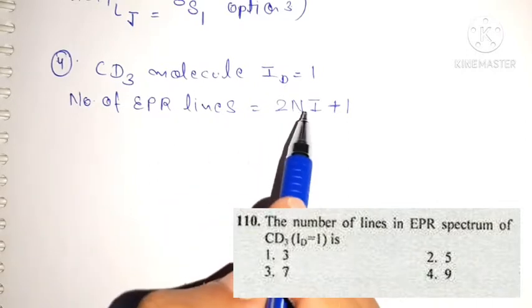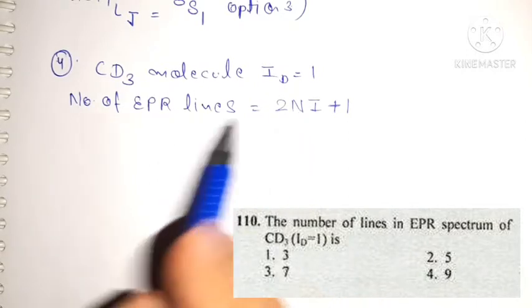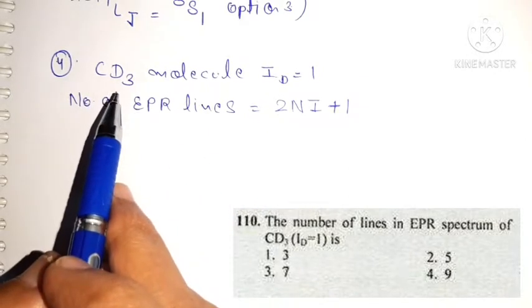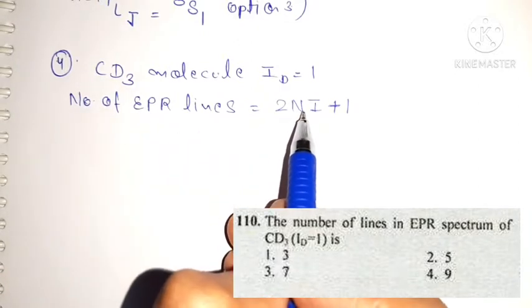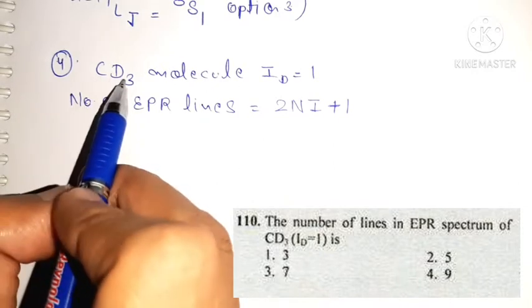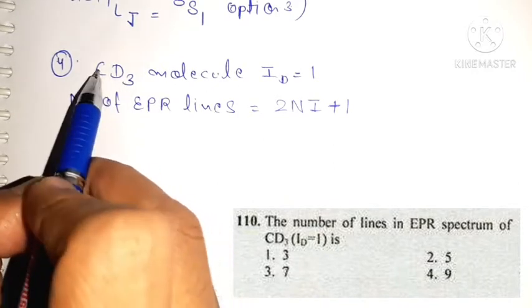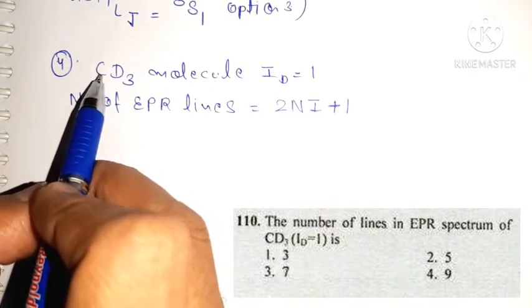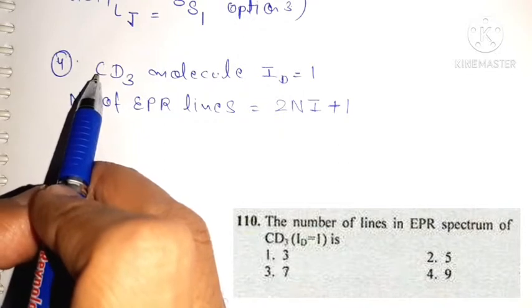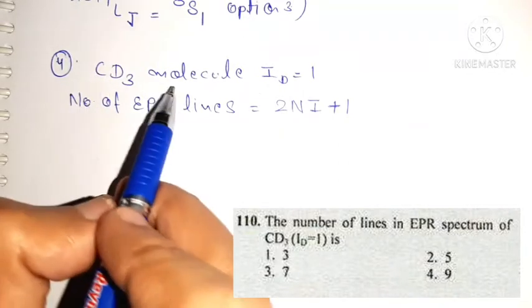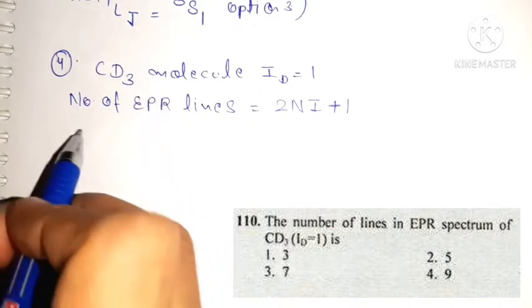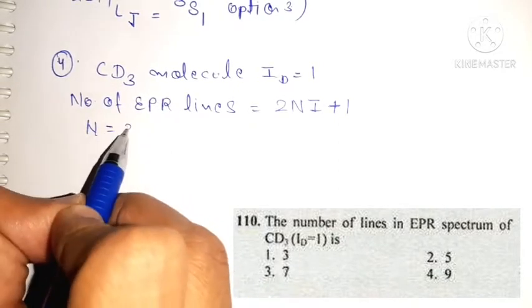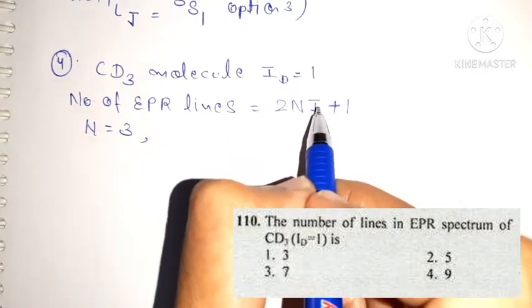Here n is the number of atoms that are attached to the central atom. So here the value of n will be 3. Why 3? Because you know that 3 deuterium atoms are attached to this carbon atom, and you must know the EPR spectrum of this carbon atom in this molecule. So the n value is 3, and the I is given, that is 1.